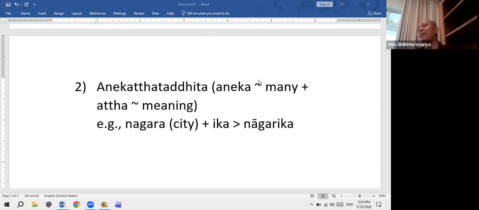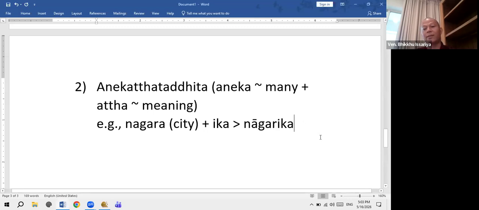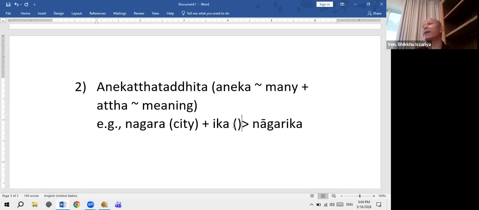So there are many meanings, and based on the context we can understand. Sometimes it refers to one who is born in the city, or sometimes one who, even though born in a village, is now living in the city, can also be called a Nagarika. So the general meaning of that Ika, we can say, is just connected or related to.